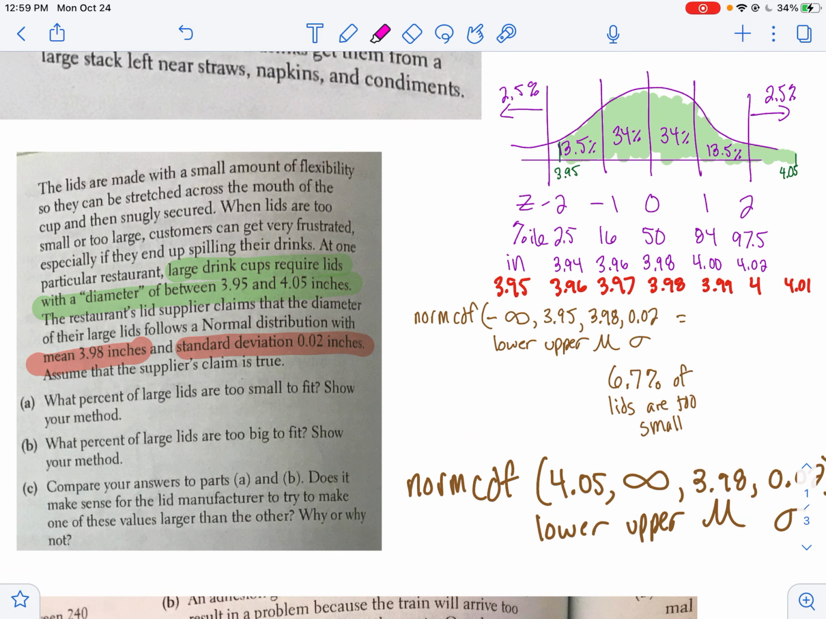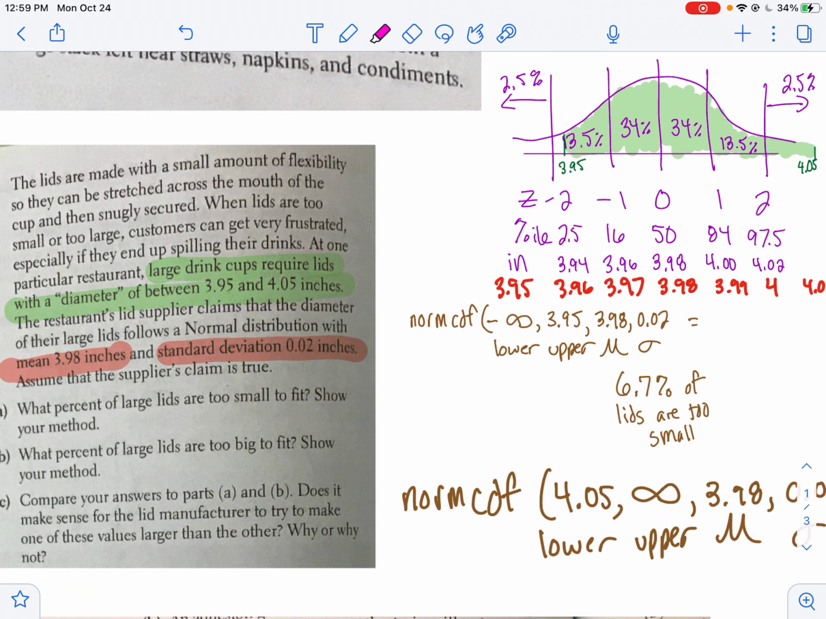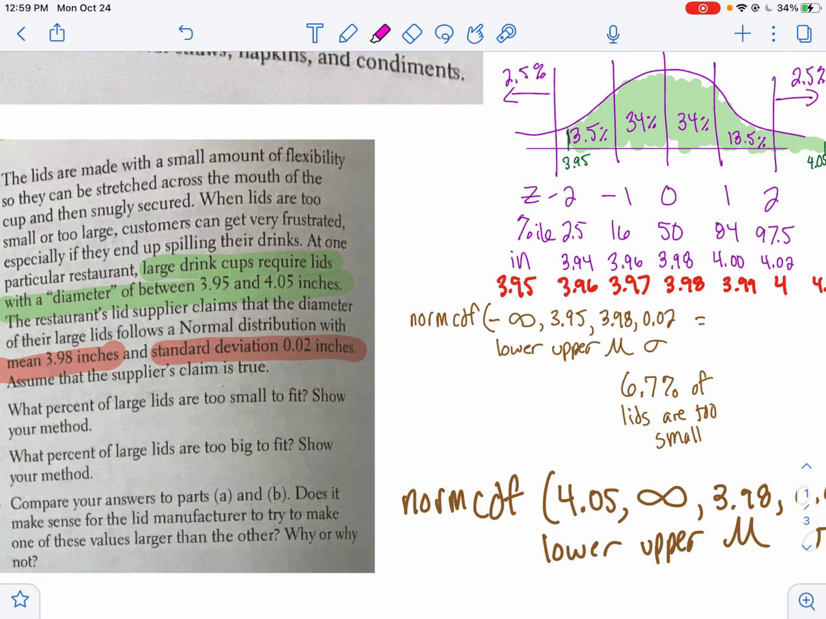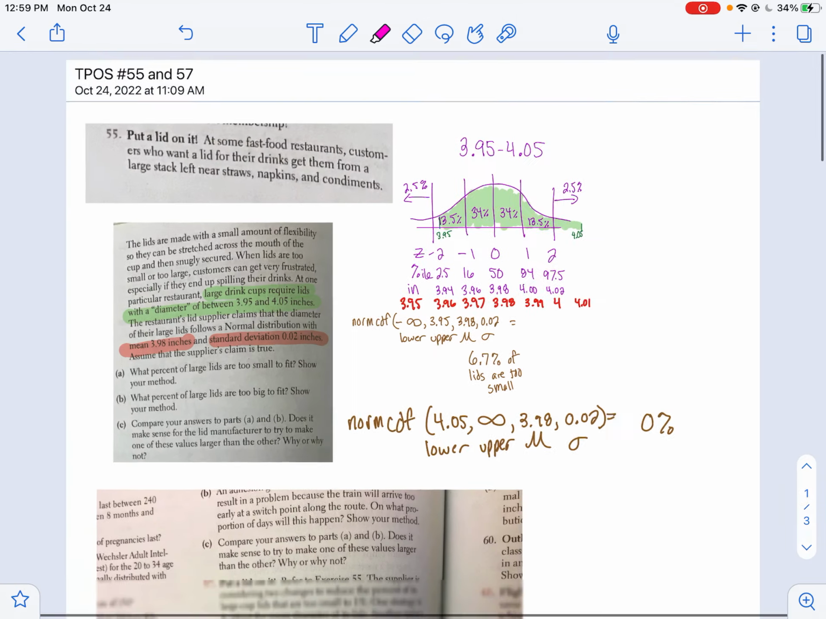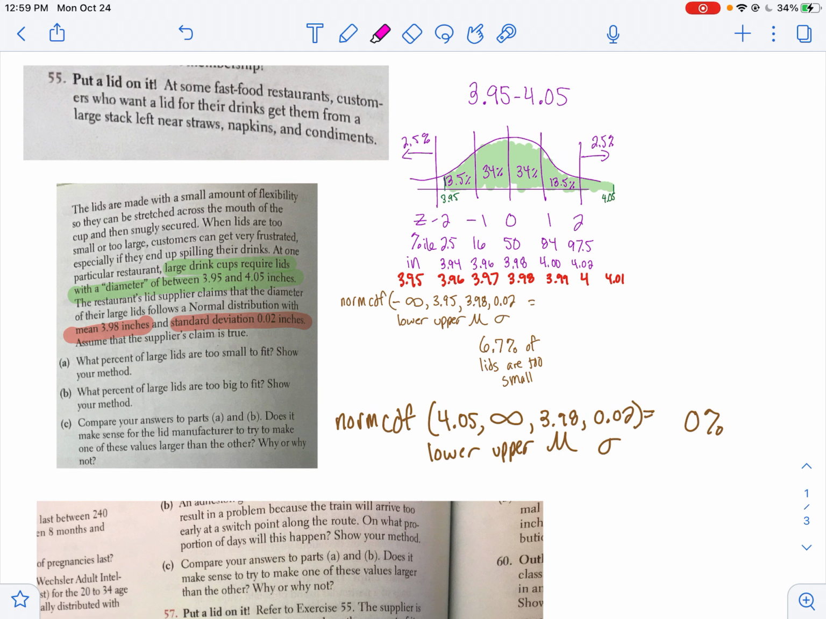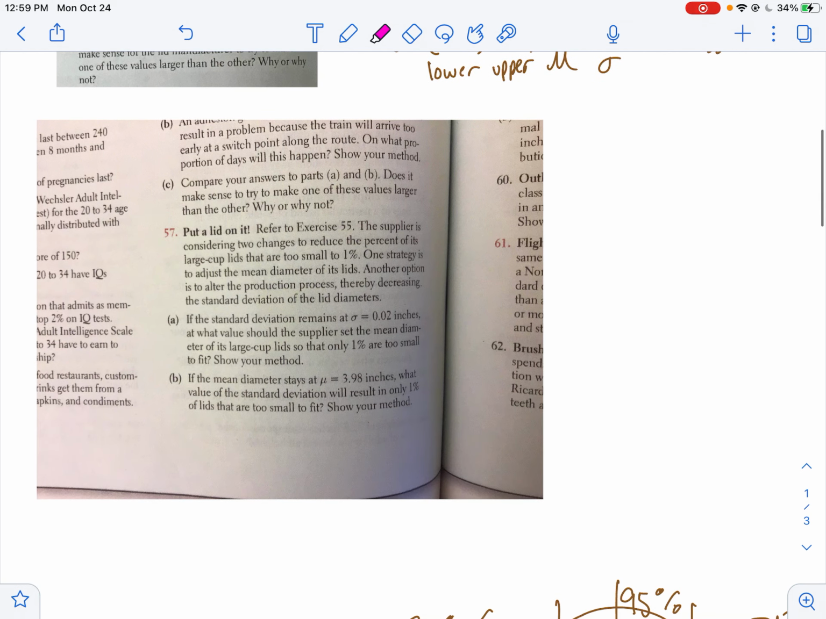Now, maybe they're asking here, does it make sense to try and make any of the values larger than the other? Maybe they're talking about the minimum or the maximum, but I'm just going with the mean and standard deviation. Anyway, I'm going to the big one here. This is where a lot of people had questions.